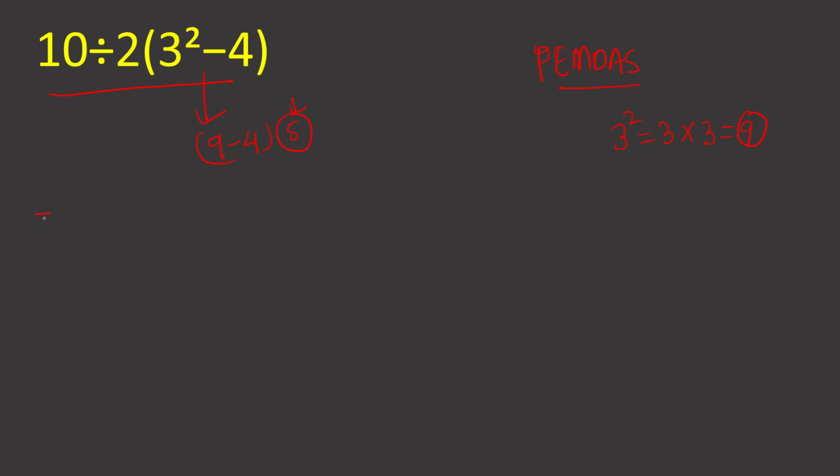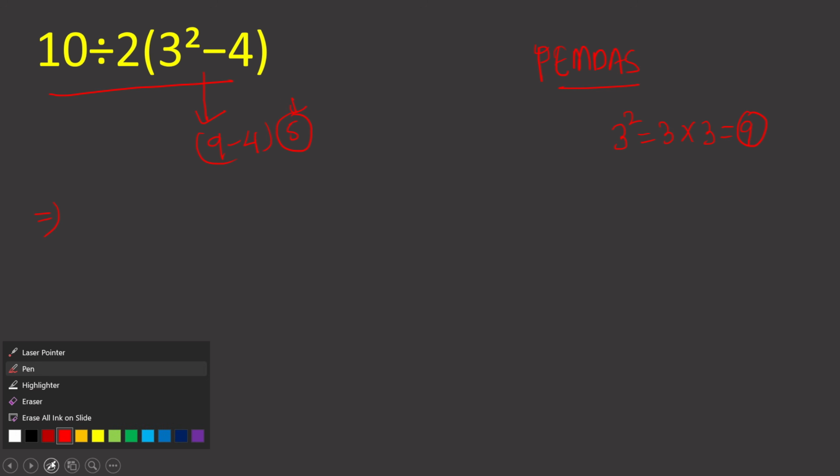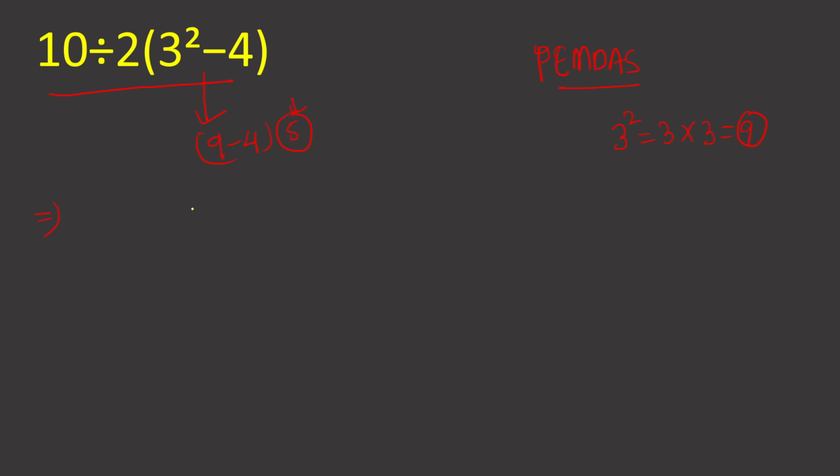So we can simply write, let's change our color. So here we can write 10 divided by 2 times 5. This is the next step. And again, many are solving in the wrong way, like they are multiplying this and they write 10 divided by 10 and this will give answer 1, but this is not the right answer.